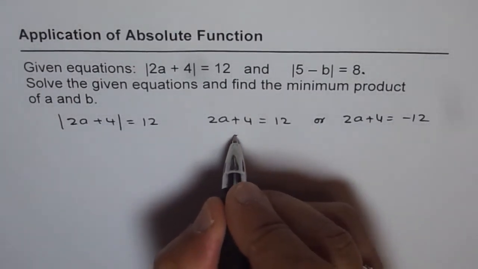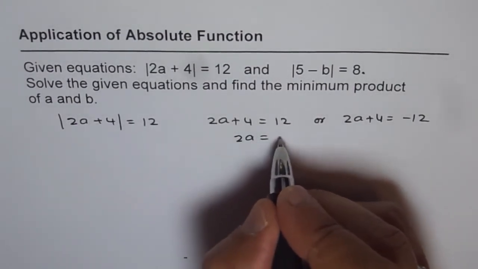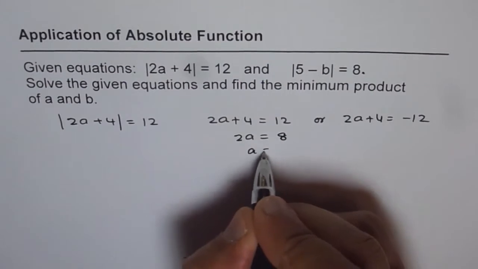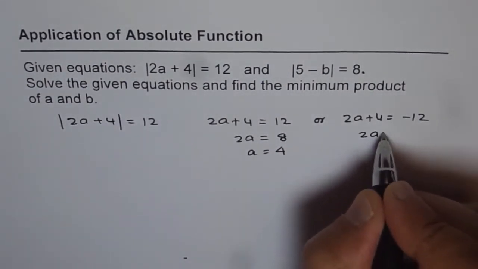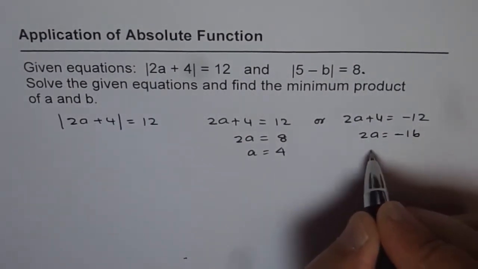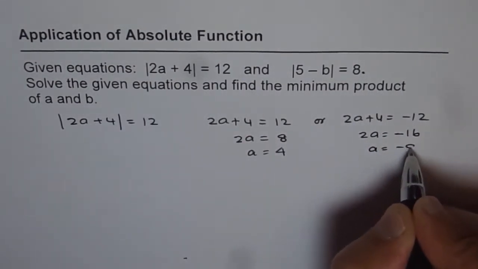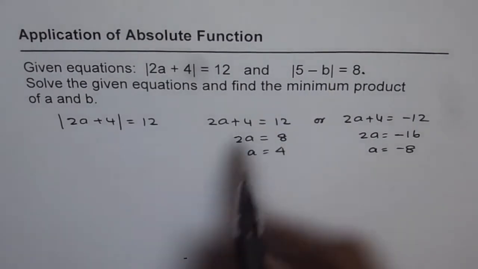So from here we get 2a equals 12 minus 4, which is 8, and a equals 4. And in this case we get 2a equals minus 12 minus 4, which is minus 16, or a equals minus 8. So these are two possible values for a. Now similarly, let's find the possible values for b.